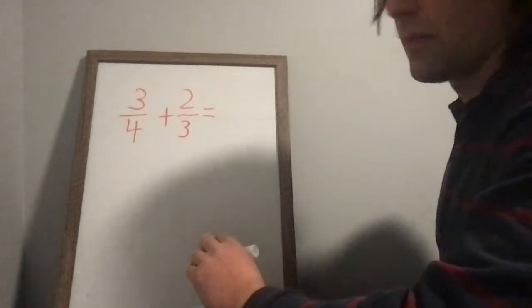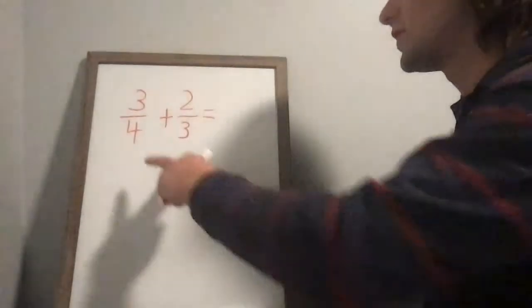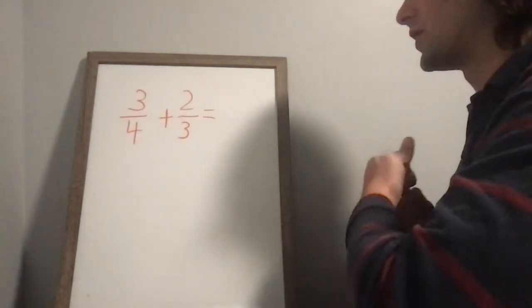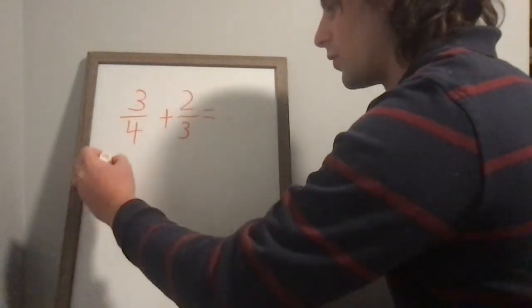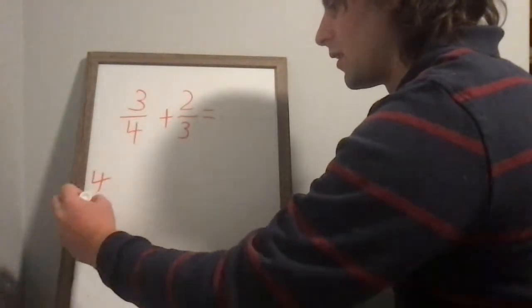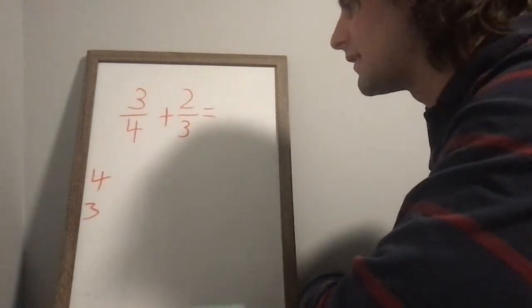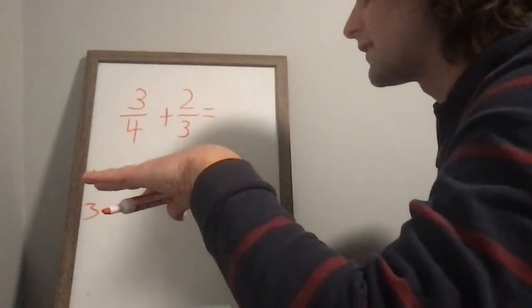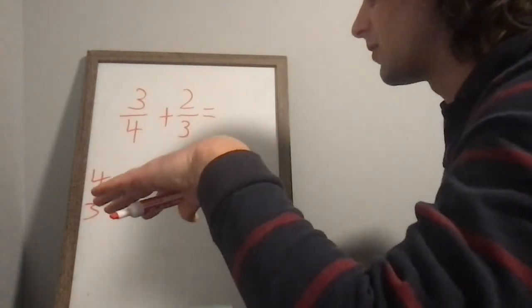Now, the easiest way to do that, the first step, is to look at both denominators and determine the least common multiple among both denominators. So the denominators in this problem are 4 and 3. So I'm going to be making multiples of 4, multiples of 3, and the least common multiple. Once I find the least common multiple of 4 and 3, that's what we can change the denominator to.